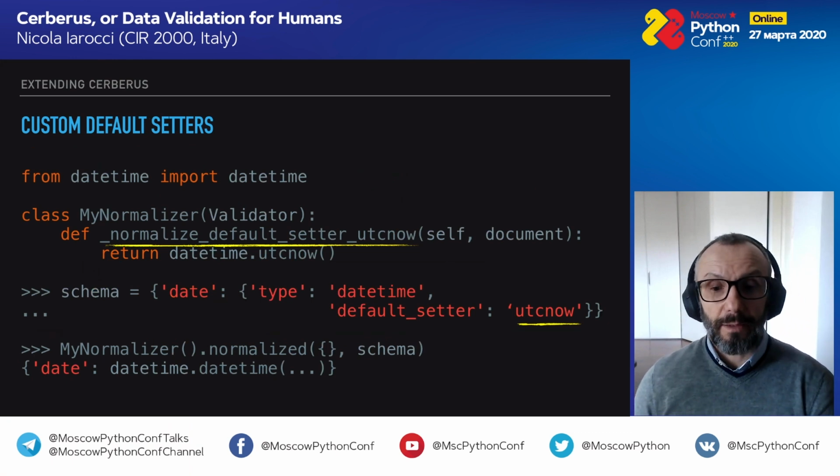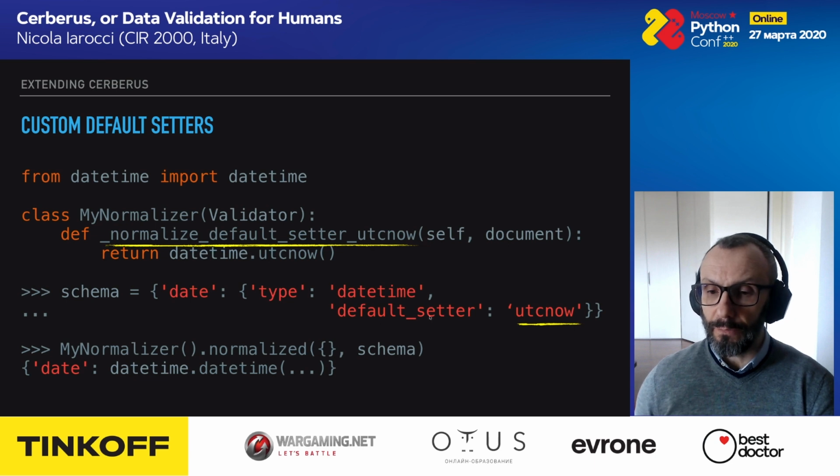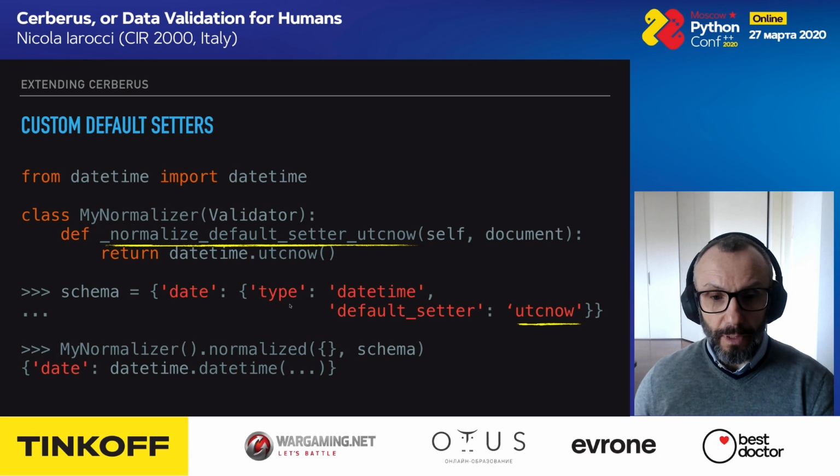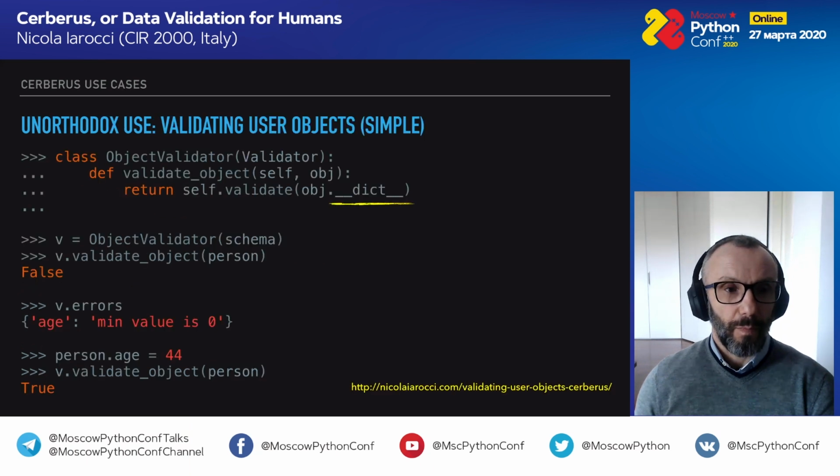And again, you can set default setters. Here we have a date, which is of course a datetime value, but we also set a default setter. We want all our date fields, when they are missing, to have a UTC default value. It is super simple to do.